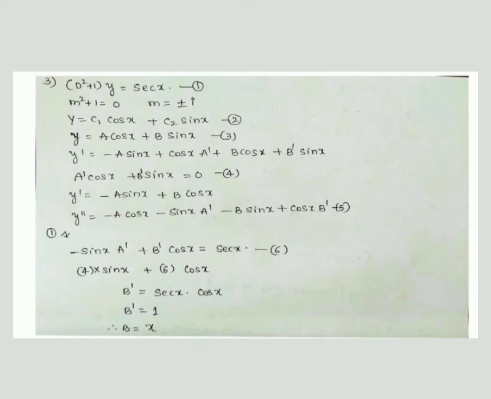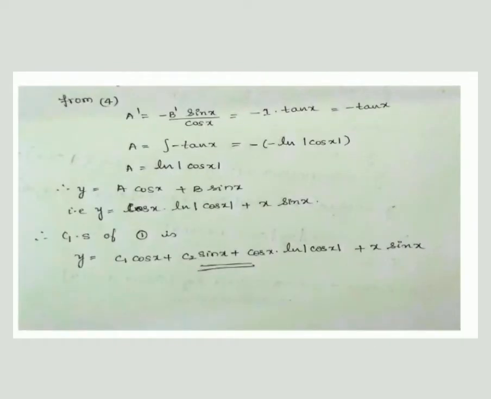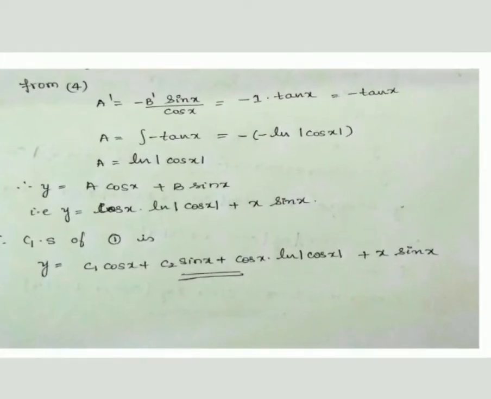Now substitute that b dash in equation number 4. So from that we can say that a dash is minus b dash into sin x by cos x. So b dash is already obtained as 1, that into sin x by cos x is tan x. So integration of that gives the a value. So a is equal to integration of minus tan x, that is minus of minus ln of cos x. So minus minus is plus, therefore a is ln of cos x.